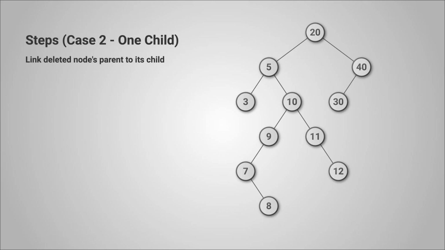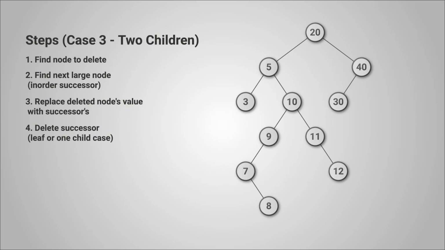Just remove the node from its parent. For a node with one child, we can promote the child to its position by linking its parent directly to the child. Is this still a binary search tree? Yes, because the left child is smaller than the deleted node, therefore also smaller than its parent. The last and most complex case is when the node has two children.